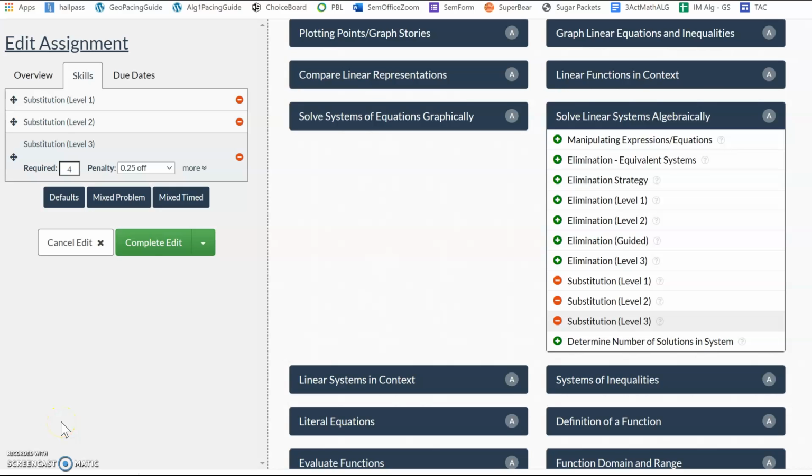This video goes over the substitution method for solving systems of equations. The assignment that you guys have for substitution is the 6.2 Delta Math. There's 3 different levels of substitution. We're going to have 3 questions for level 1, 3 questions for level 2, and then 4 questions for level 3, total of 10 questions.